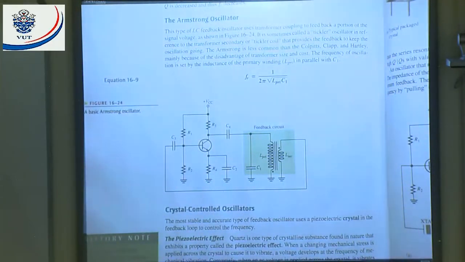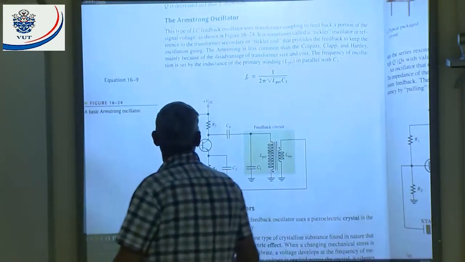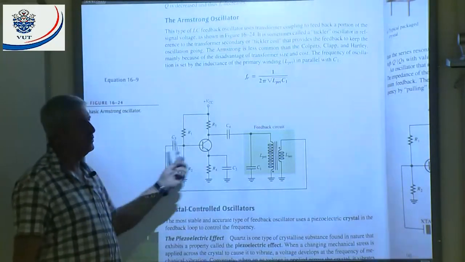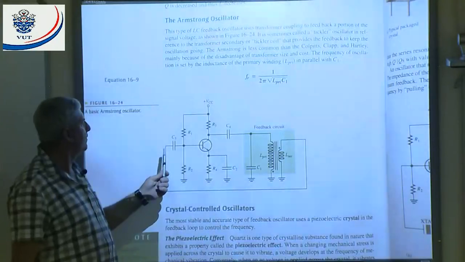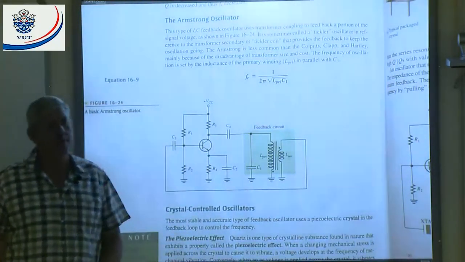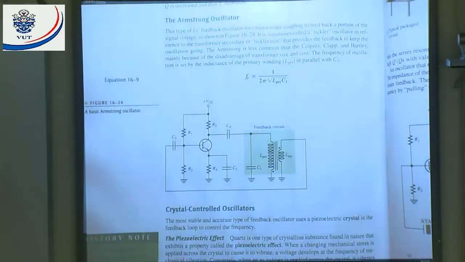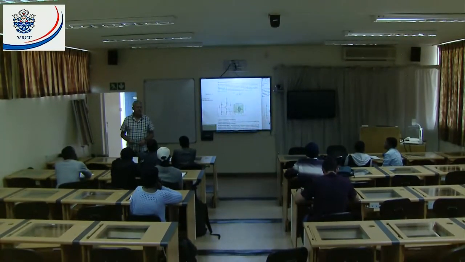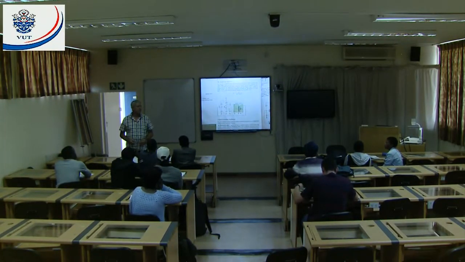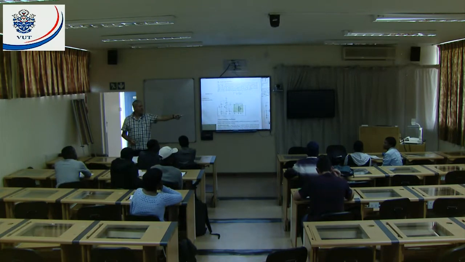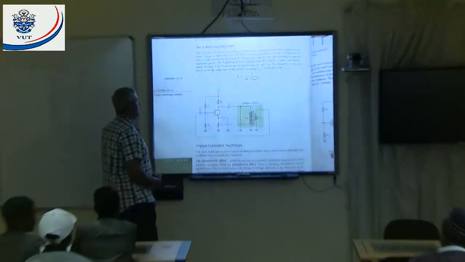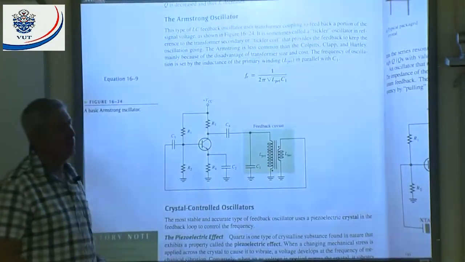Now, in the case of the Armstrong oscillator, again, as I already mentioned, we've got an LC circuit connected to an amplifier. Now, we know the phase shift between the input and the output of the amplifier is how many degrees? How many degrees phase shift between the input and the output? What are you saying? How many degrees? 180 degrees between the input and the output. In the case of a common emitter amplifier, I got 180 degrees.